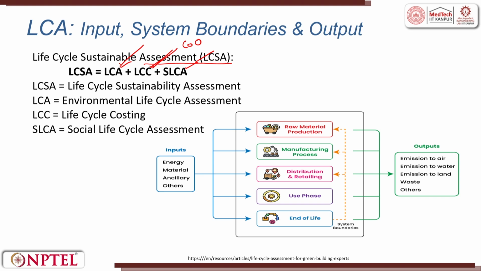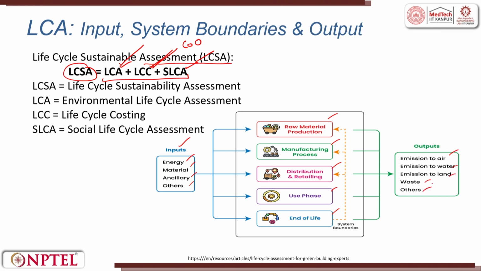And what is social life cycle assessment? This I will also talk about in the last lecture. So total life cycle sustainable assessment is an aggregate of all these. Again, the inputs are energy, material, ancillary and others. There are raw materials, manufacturing, distribution, use phase, end of life, and outputs could be emissions to air, water, land, waste and others.